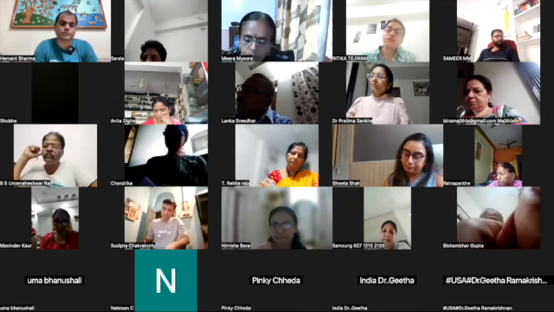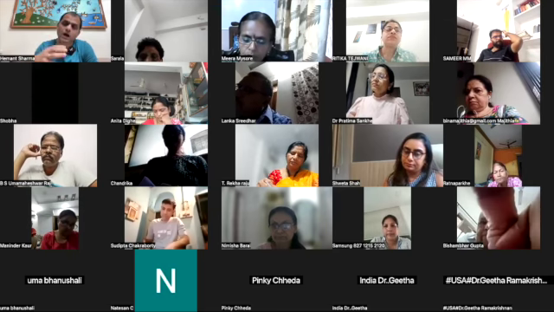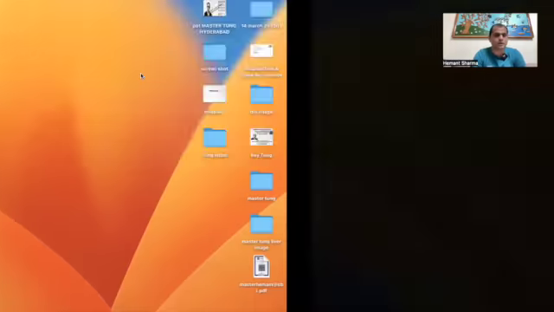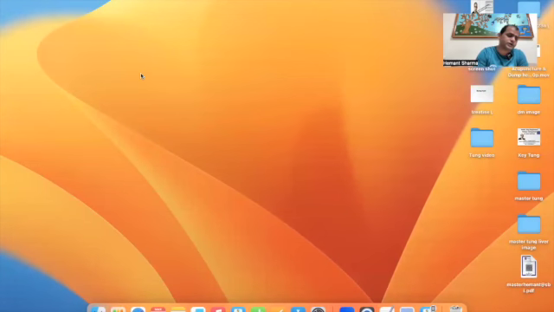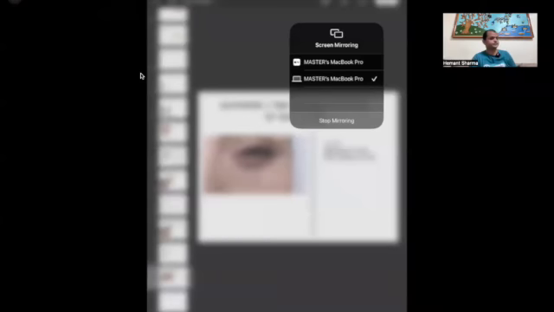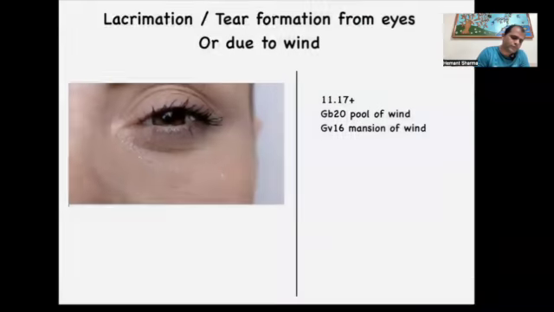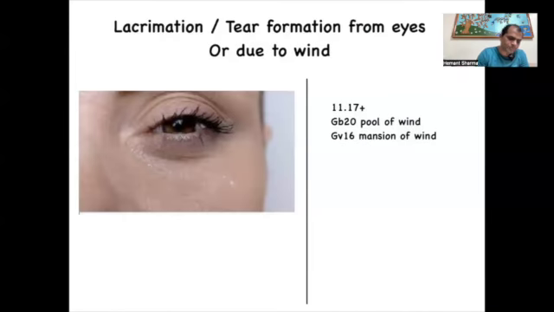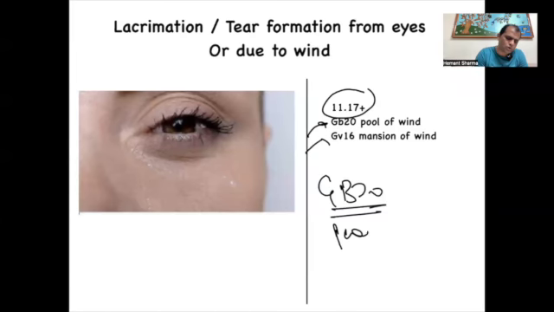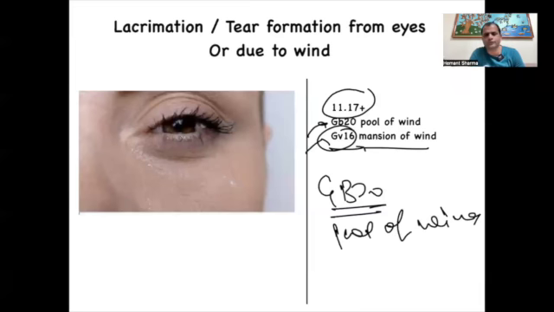So suppose we are going in the air and suddenly because of the attack of air, tearing happens. Tearing is happening. Then what to do? So what are we doing in that condition? Definitely 11.17 is a very good point, but we will be using two more points as per the TCM. Gallbladder 20, that is called pool of wind, and governing vessel 16, that is called mansion of wind. We can use these 2 points, right?